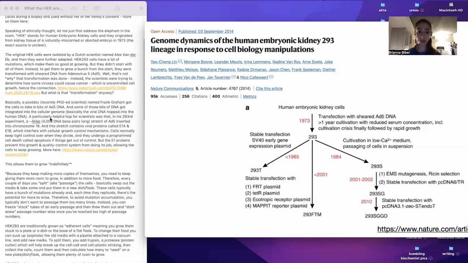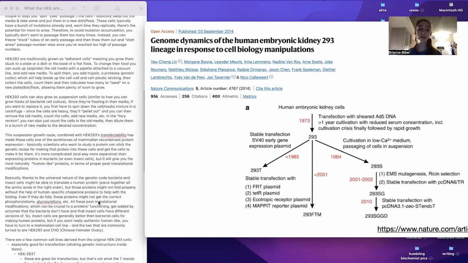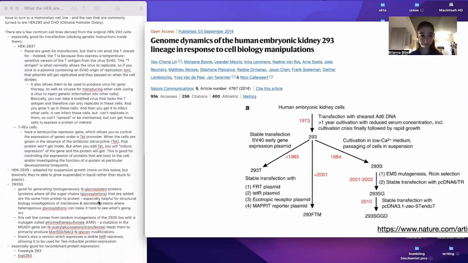And so this original integration was essential for allowing these cells to grow indefinitely. The 293rd experiment had this perfect integration where you got those genes stably integrated. These cells were able to stably make the viral proteins over time, maintain that, and grow indefinitely. So this is where the original HEK 293 cells came from. And then they've been further adapted.